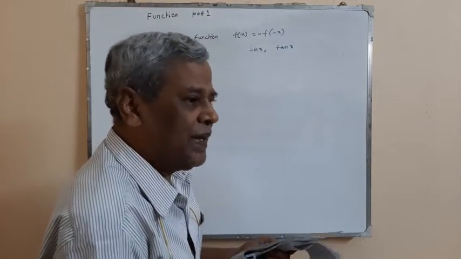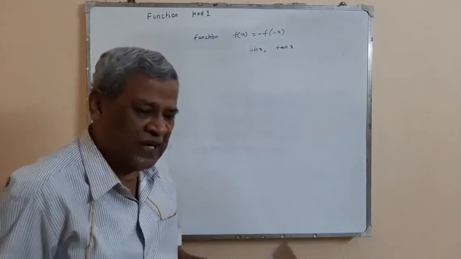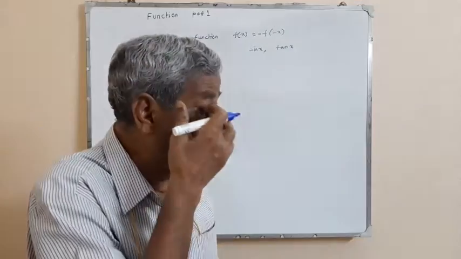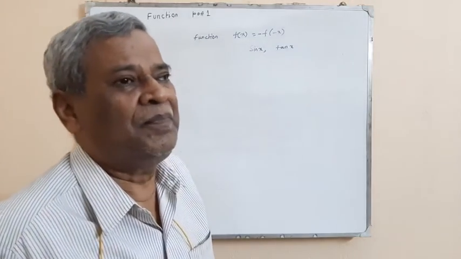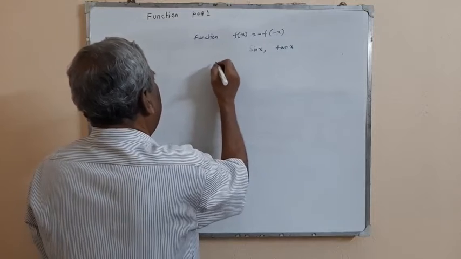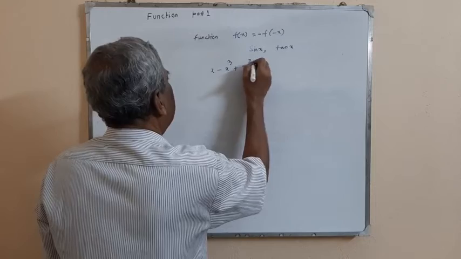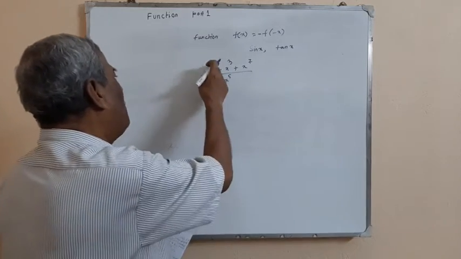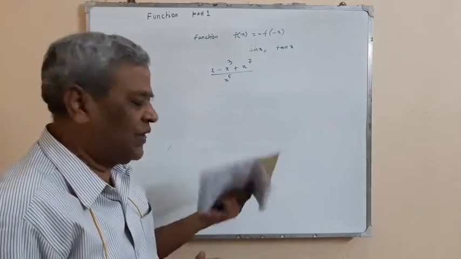In algebra, that is in algebraic function, if a function is such that all powers of x in the function are odd powers, then it is an odd function, like say (x - x^3 + x^7)/x^5. All are odd powers, 1, 3, 7, 5, etc. So it is an odd function of x.